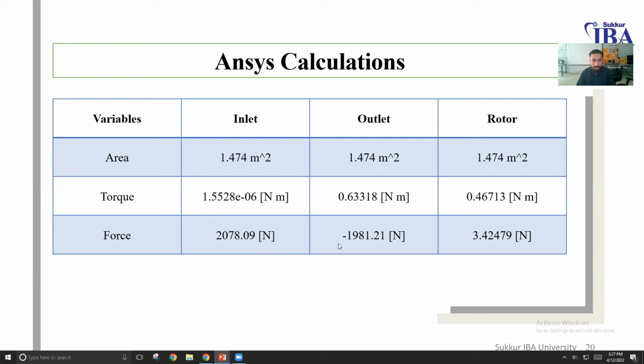The force on inlet is 2078.09 Newton, and at outlet minus 1981.21 Newton, and at rotor 3.42479 Newton.